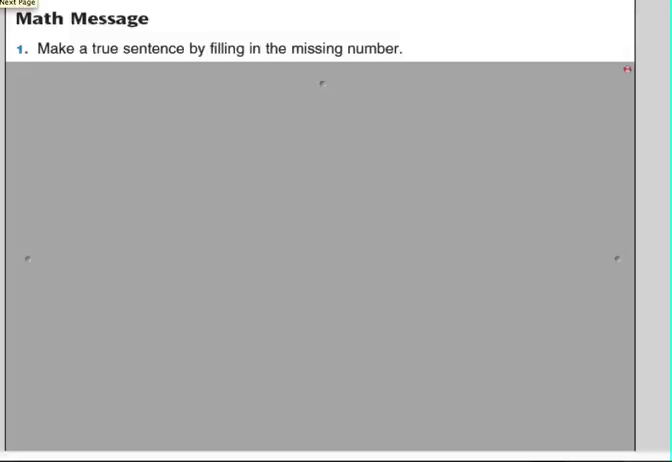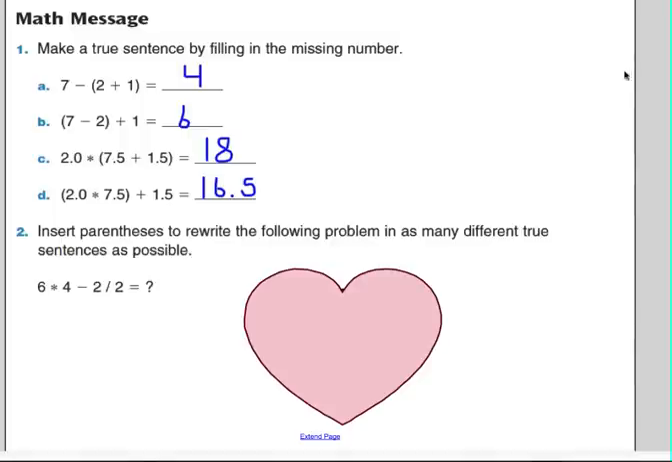In your math message, you were asked to complete problems 1 and 2 at the top of journal page 219. Okay, open to your work right now, please, on journal page 219, and let's take a look at your work, see how you did. You were supposed to make a true sentence by filling in the missing number. Okay, so here are the numbers that you should have come up with. Check your work. How did you do?